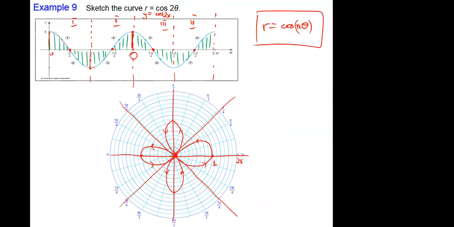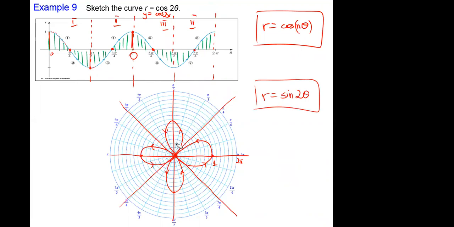If n is even, we will always have double the number of loops. But if this coefficient n is odd, we will have the same number of loops, but still like a flower. And I can show you the difference. Let's see how our flower for sine 2 theta looks.